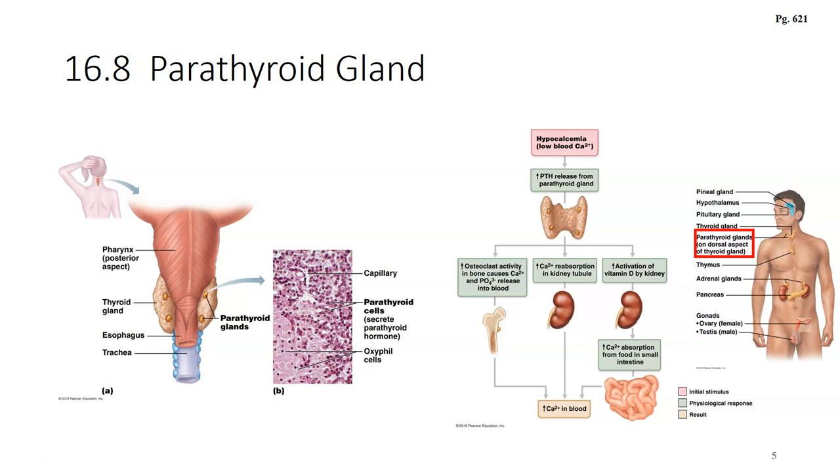The parathyroid glands are 4 to 8 tiny yellow-brown glands embedded in the posterior aspect of the thyroid. They secrete parathyroid hormone, or PTH. PTH is the most important hormone in calcium homeostasis.